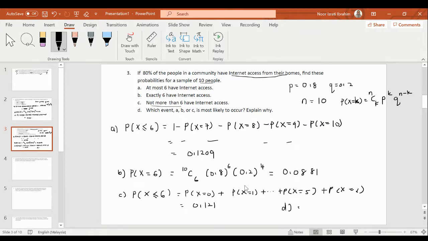Alright, and the D, which is the most likely to occur. This one you have to look at the probability of happening. So the highest is this and this. Am I right? The same, right? So A and C are the highest, because this is 0.121 and this is also 0.121. So both are most likely to occur. But B is only 0.0881, which means less likely to occur. So you have to compare the probability values when you need to answer this kind of question.